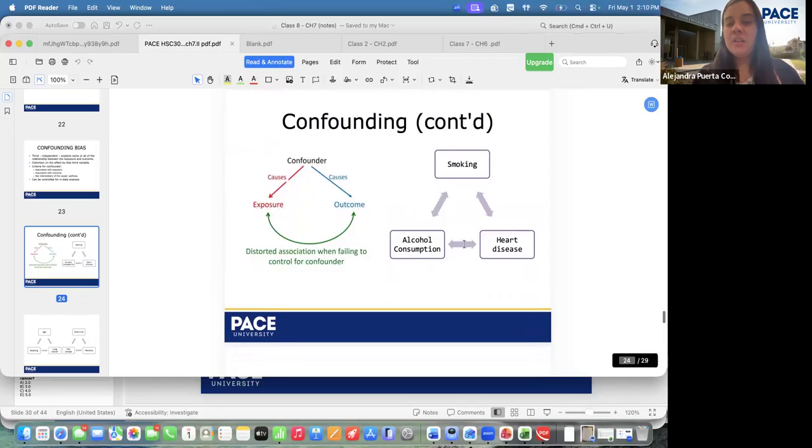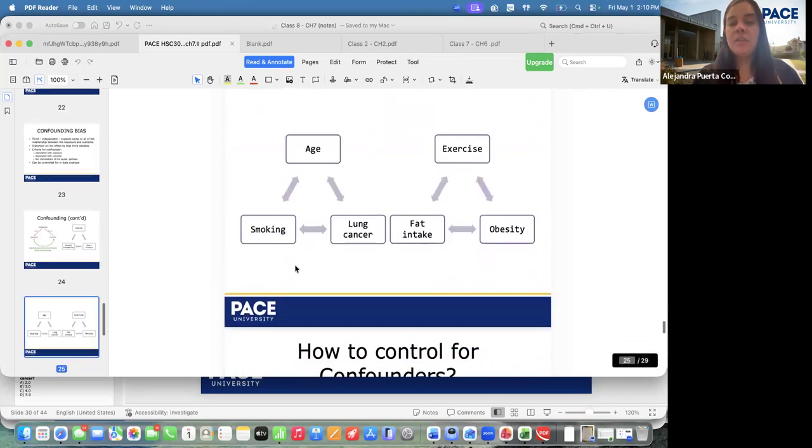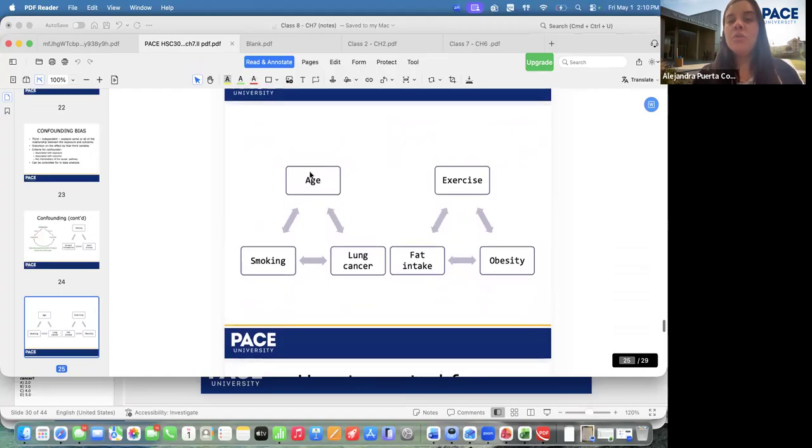So if I have alcohol consumption and heart disease, right? This is the relationship I'm looking for. Smoking could be a confounder of both alcohol consumption and heart disease. Age is one of the most common confounders, for smoking and lung cancer. Age can be directly related to smoking and also directly related to lung cancer. So what I do, I control for it.